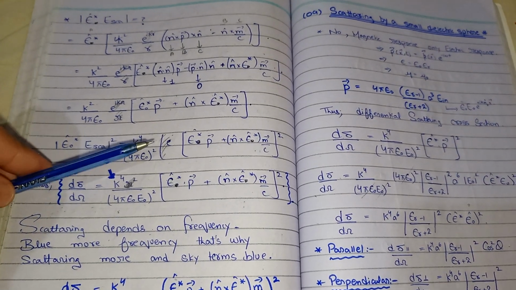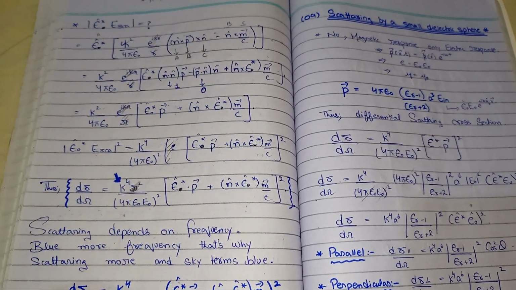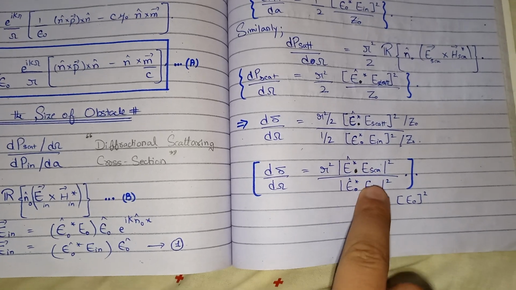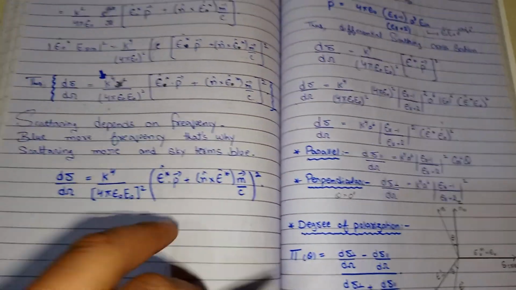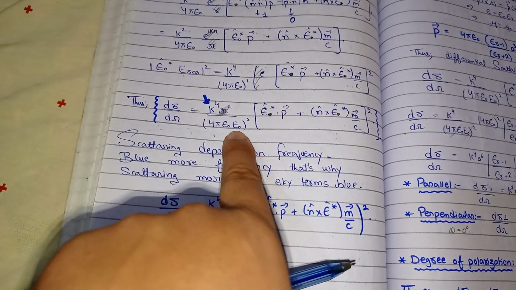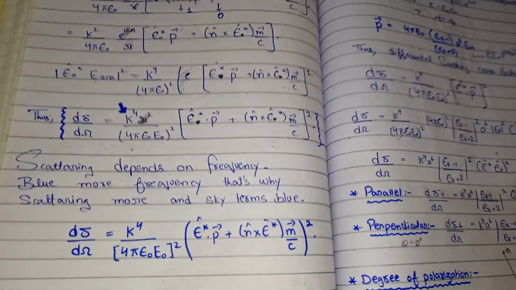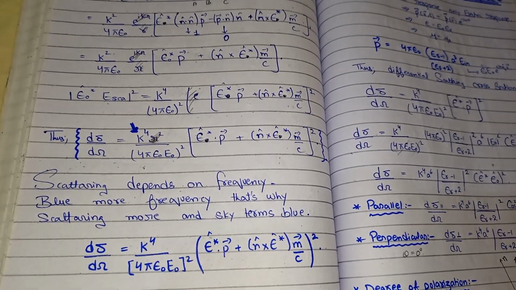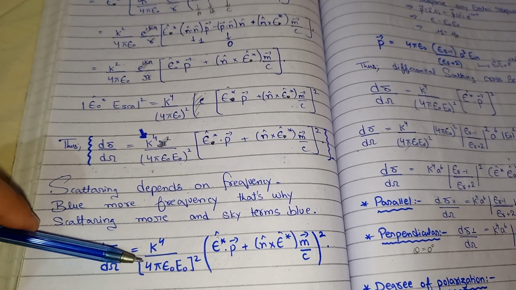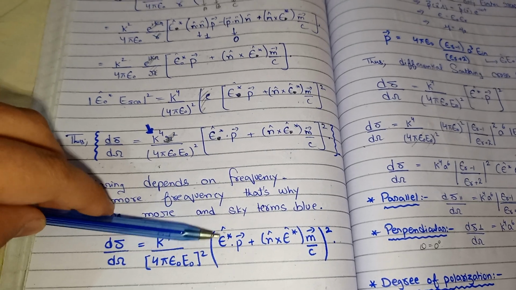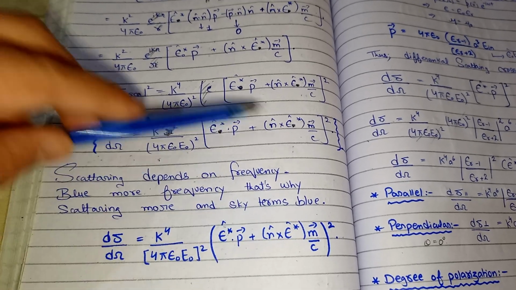So E square becomes k square becomes k to the power 4, and this whole term squared and this whole term squared. Finally, you divide this expression by this expression, and this expression's answer is only E naught square. So the final answer is the same, but here E naught is added. So this is your differential scattering cross section. This is how you can find this cross section: k to the power 4 divided by 4 pi epsilon naught E naught whole square, times the quantity E star dot P plus N cross E star dot M by C, whole square.